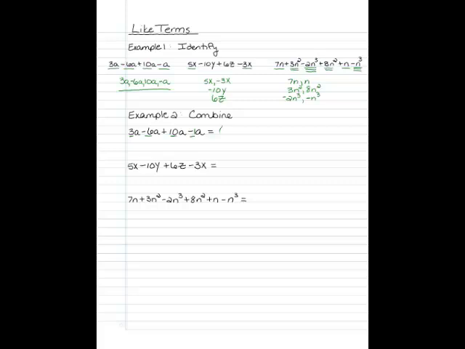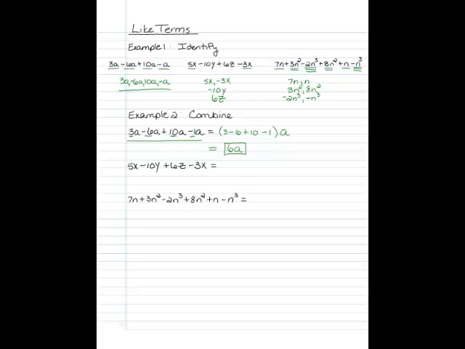So to combine them, we would take 3 minus 6 plus 10 minus 1 and attach all that to the variable factor, which is a. Working this out, 3 minus 6 plus 10 minus 1 gives us 6a. So this expression right here, because all of the terms are like terms, simplifies down to just 6a.